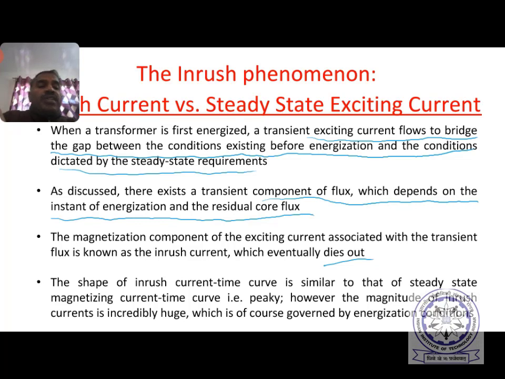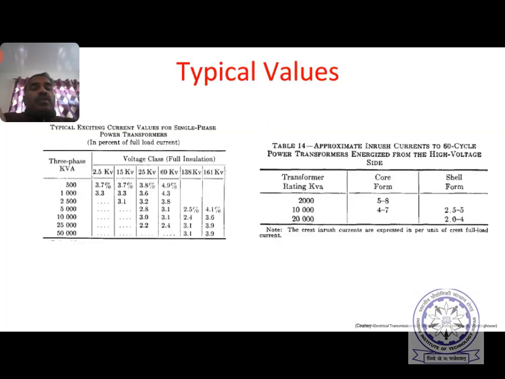The shape of the inrush current curve is similar to that of the steady state magnetization current time curve, that is, peaky in nature. However, the magnitude of inrush current is incredibly huge, which is of course governed by the energization conditions. So these are the typical values of exciting current as well as inrush current given here. As a percentage of full load current it is expressed here. Here it is expressed in per unit values actually.